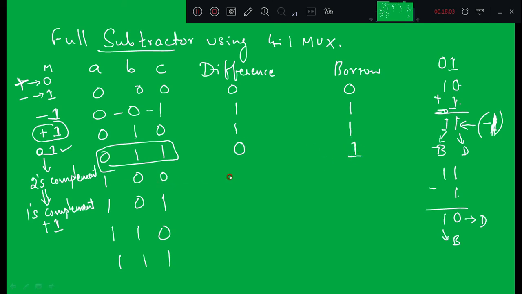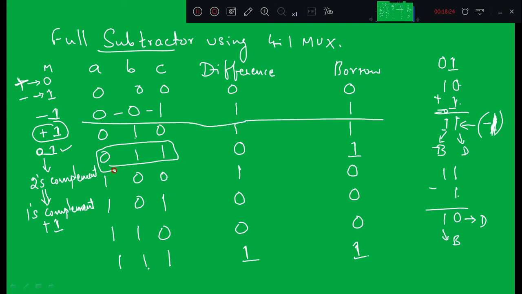Next, 1 minus 0 is 1, difference is 1, borrow is 0. Then 1 minus 0 is 1, 1 minus 1 is 0, both are 0. So here also 0, 0. And here 1 minus 1 is 0, 0 minus 1 is minus 1, which is represented as 1, 1. So this is the 2 columns of the table, and you make a group of 2 combinations.